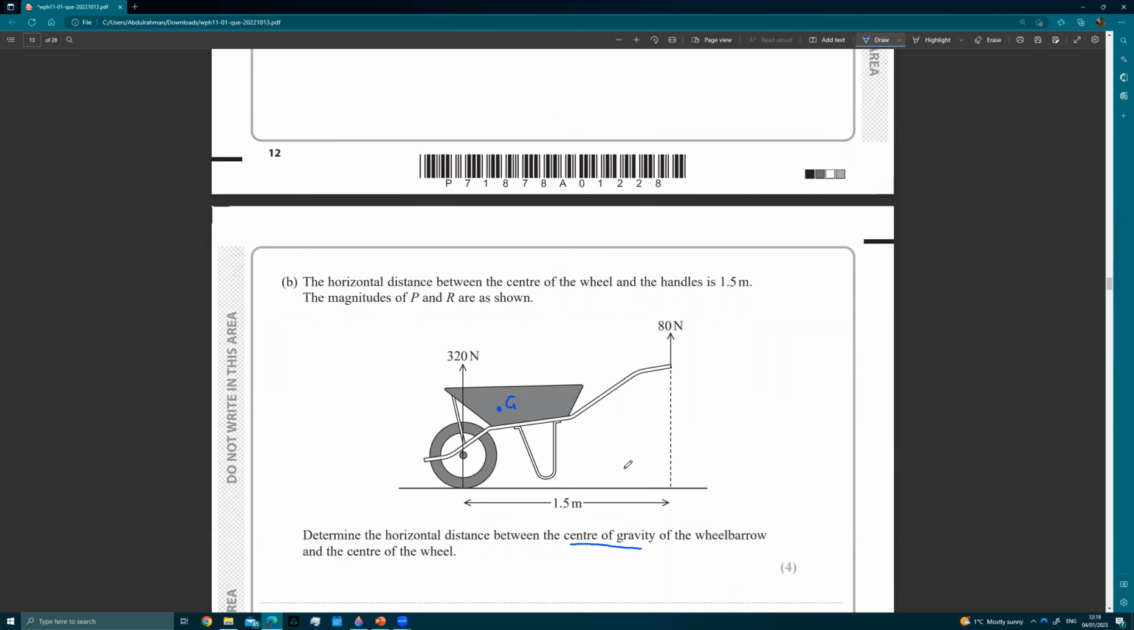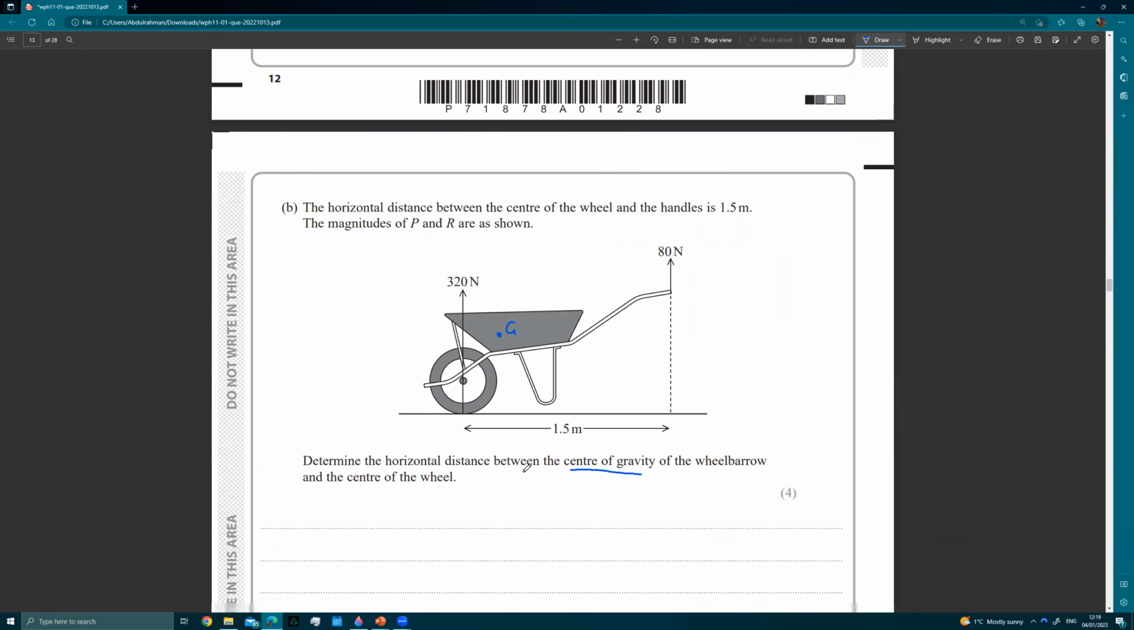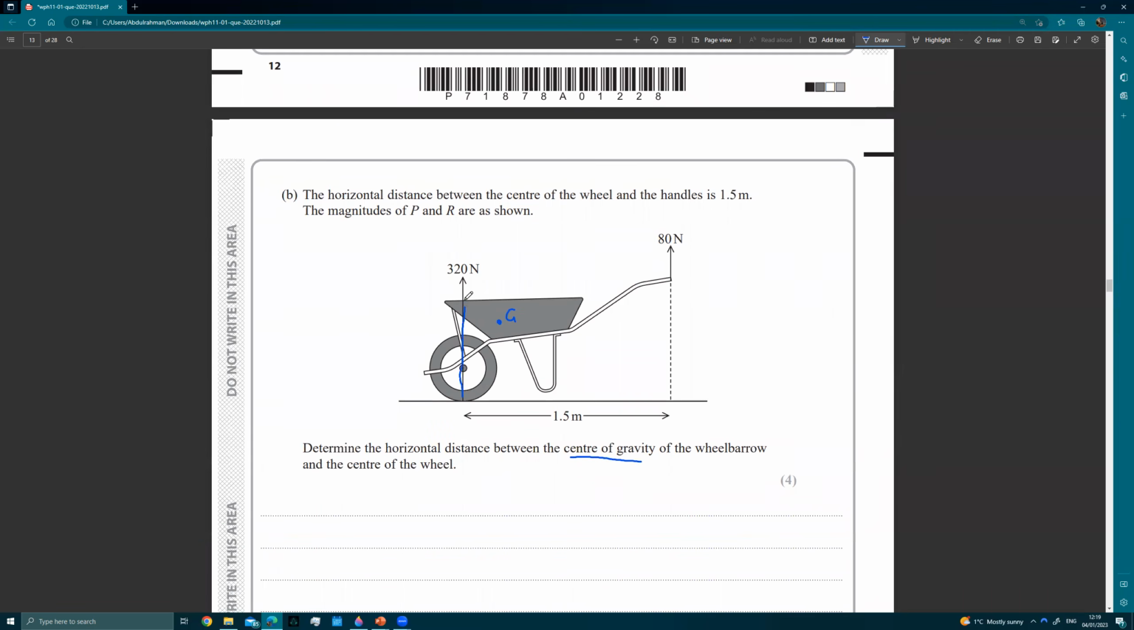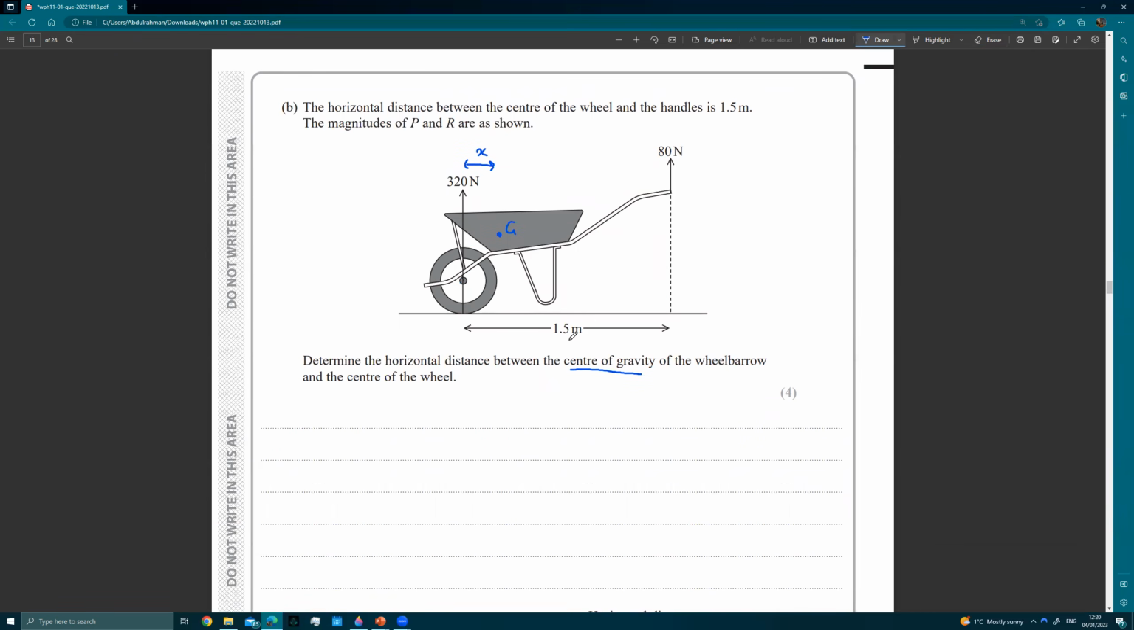So we want the distance between the center of gravity and the center of the wheel. So the center of the wheel is this, right? So he wants this distance here. Let's label it distance X. Okay, so we're trying to work out X. And obviously we have to consider moments. It's a moments question because they're giving us forces and they've given us a distance as well. So let's start off by talking about the moments clockwise. If this is the pivot G, then this 320 newtons force is going to apply a clockwise moment, whereas this 80 newtons force is going to apply an anti-clockwise moment.